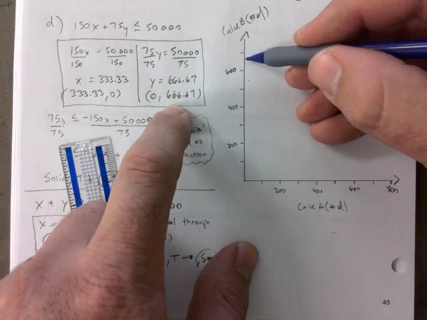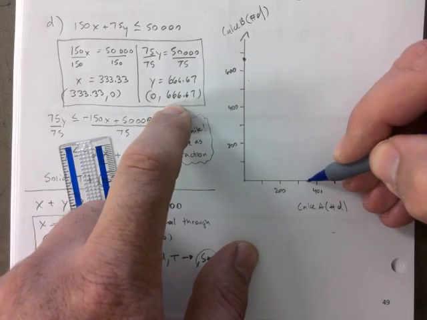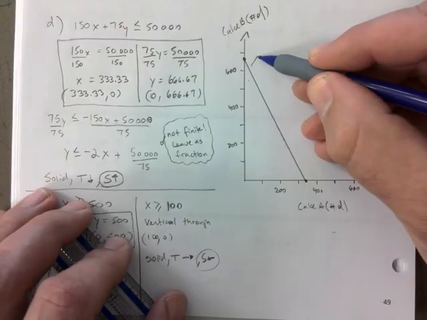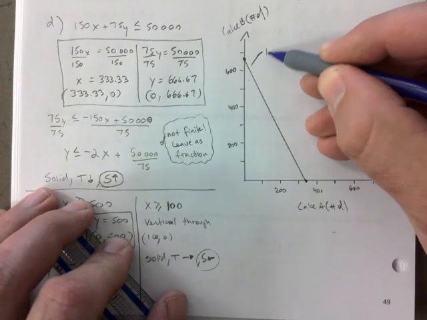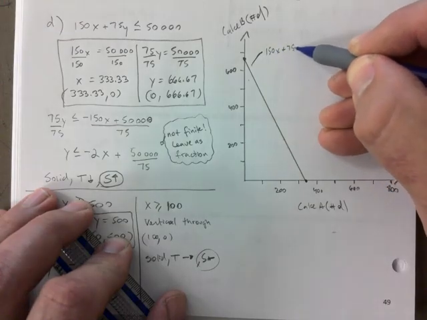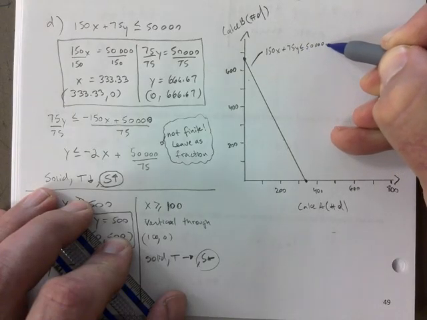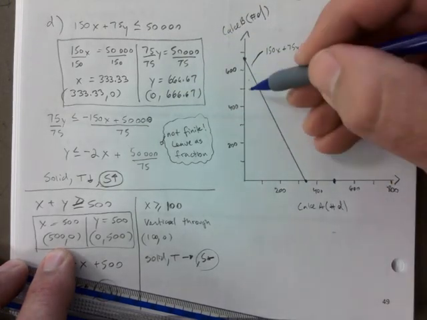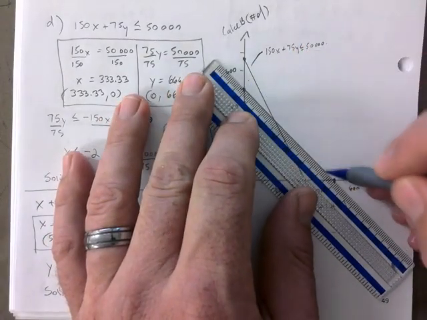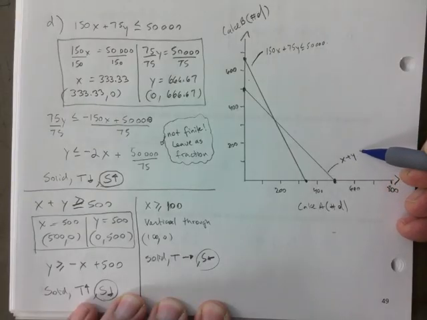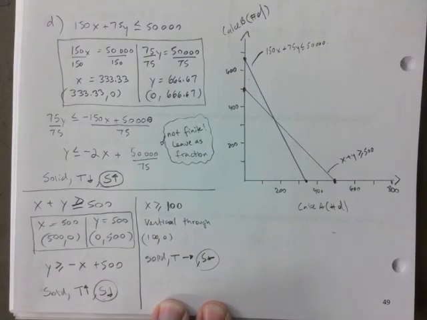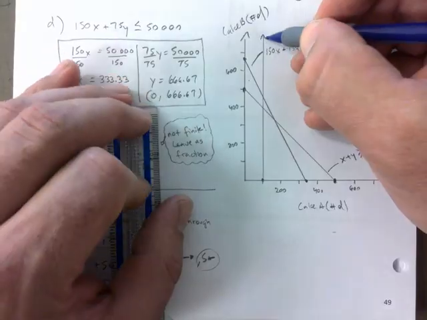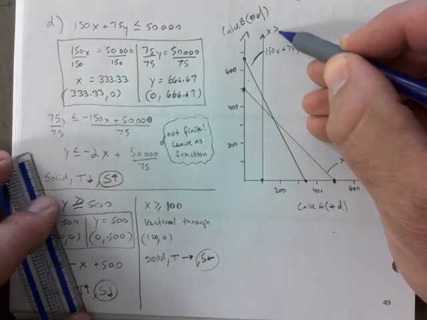So 666 is right there. 333 is right there. Just connect it. Label it right away: 150x plus 75y is less than or equal to 50,000. And I'm going to graph the next one, which is 500, 0, 0, 500. There you have it. And the 100 line, which goes right through here. It's just a vertical line. And that one you can have an arrowhead, right? This is the x is greater than or equal to 100 line.